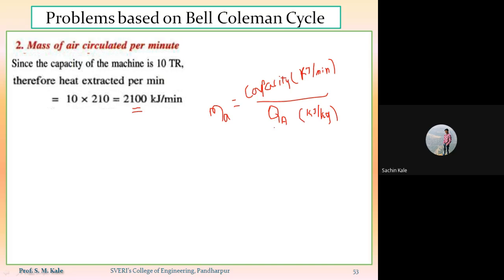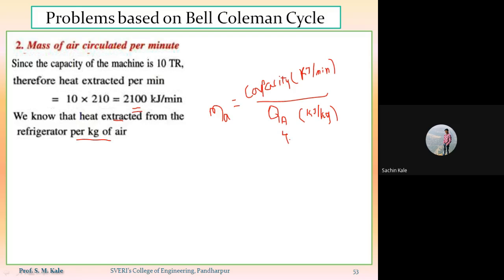Then what else has to be calculated? QA has to be calculated. Now what is QA? Amount of heat extracted or absorbed from the refrigerating system per kg of air. So during which process is heat being absorbed? During process 4 to 1. During process 4 to 1 heat is being absorbed per kg. So amount of heat absorbed per kg will be given by the equation Cp into T1 minus T4.